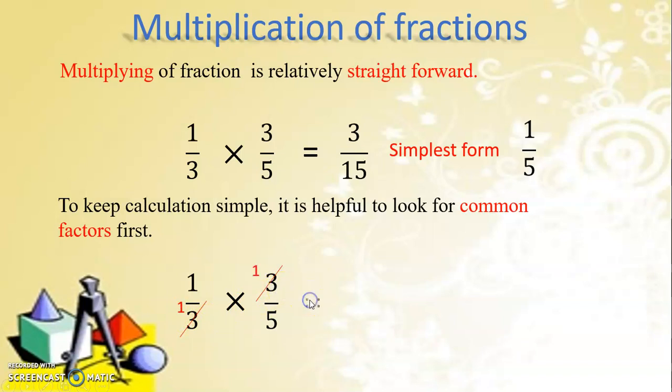So now, directly, you will multiply it. 1 times 1 is equal to 1 and 1 times 5 is equal to 5. So we get the same answer. You see how simple it is? Okay, next.